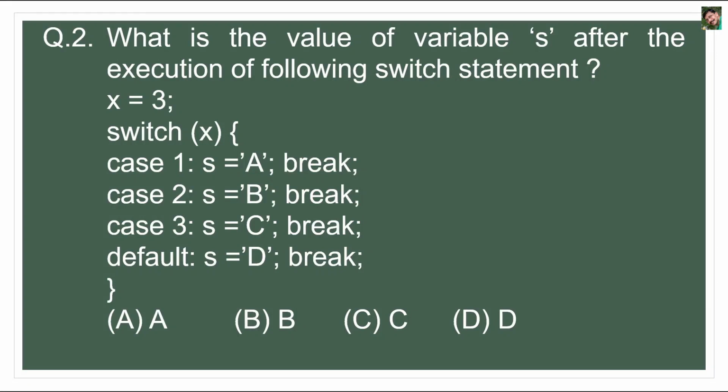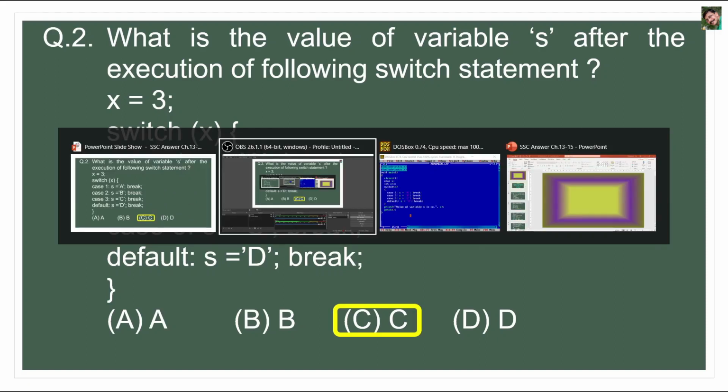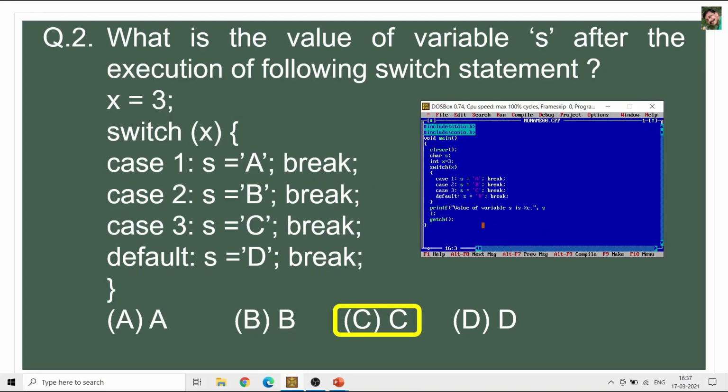Question number 2. What is the value of variable s after the execution of the following switch statement? x = 3, switch x, case 1: s = 'a', break; case 2, case 3, default. Since the value of x is 3, it will go to case 3 and the value of s will become 'c'. Let us see the same program in C.